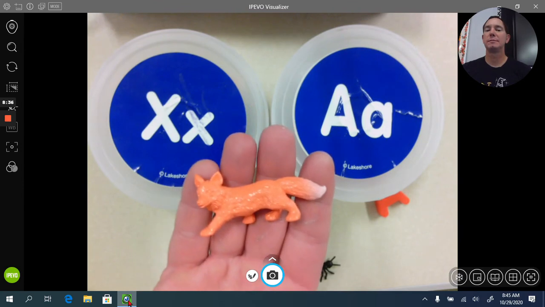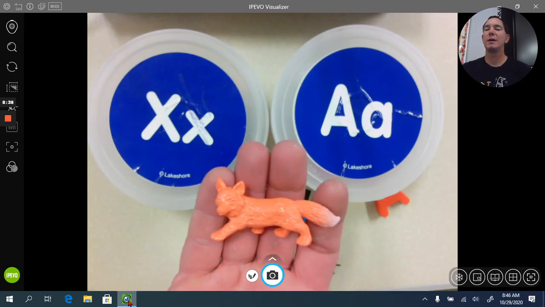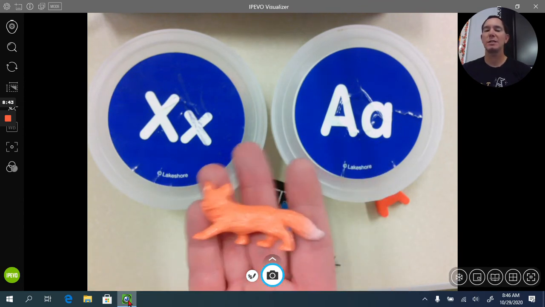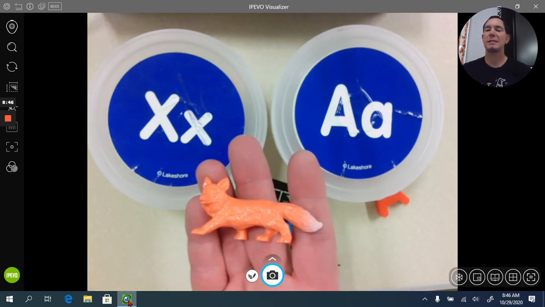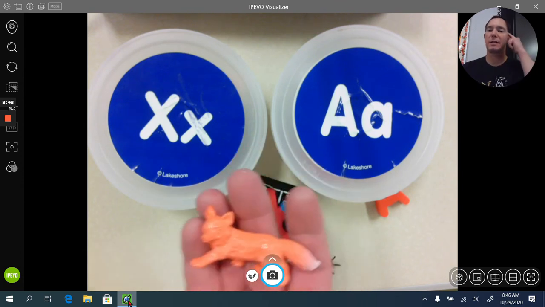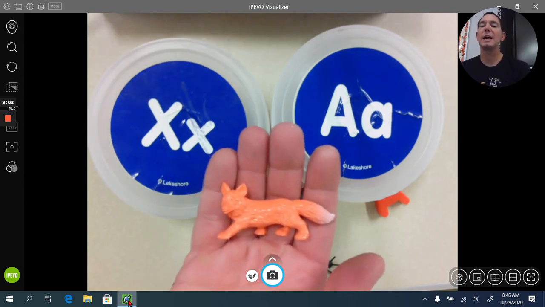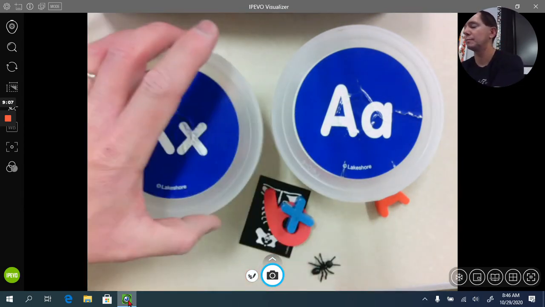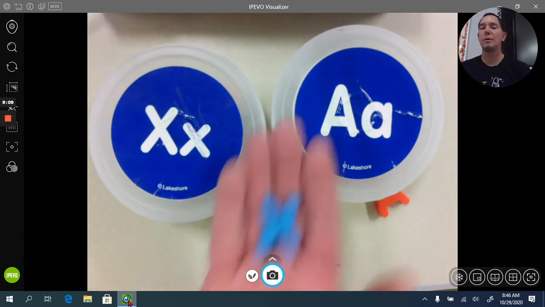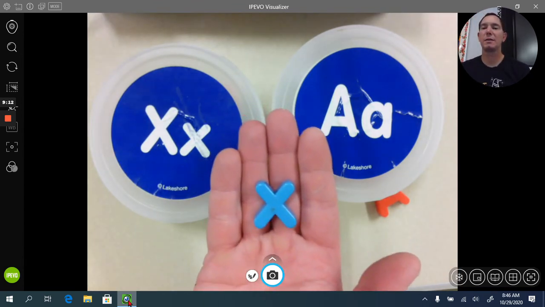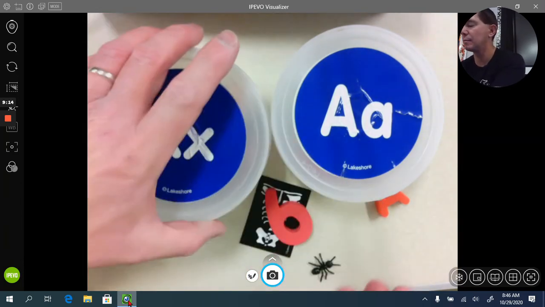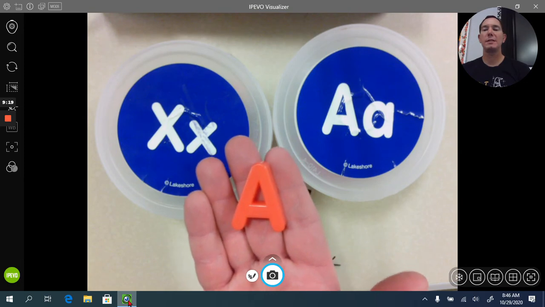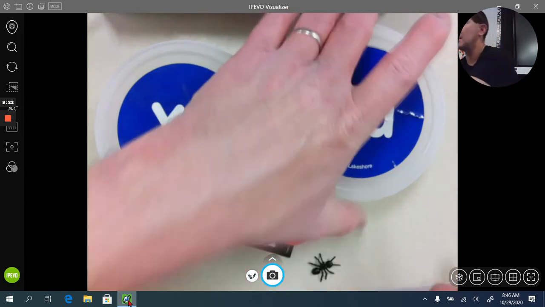Fox. It begins with the F sound, but we don't have an F tub out right now. So listen to the ending sound, fox. Which tub does it go in? Think. It goes in the X tub because it ends with the X sound. Which tub does lowercase x go in? It goes in the X tub. Where does uppercase A go? It goes in the A tub.